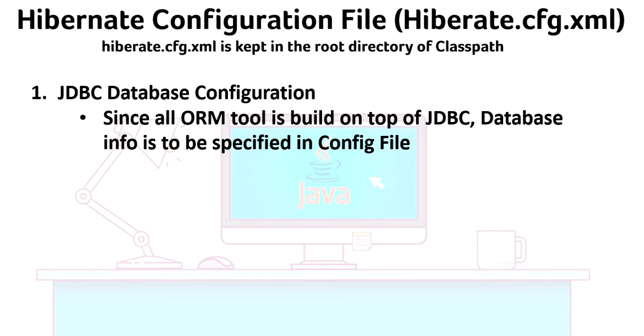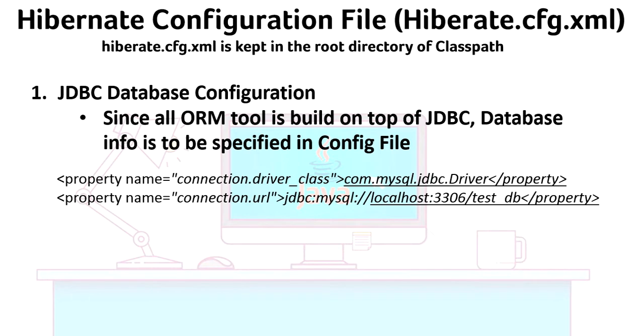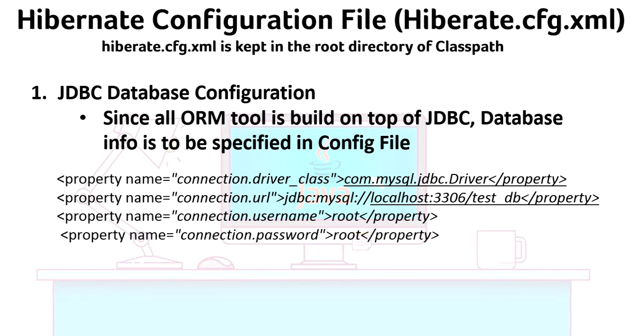For example, if we are using a MySQL database, it should have four properties, like the property name of the driver class. com.mysql.jdbc.Driver is the driver class property, and the next will be the URL, username and password. This is the property information for the MySQL database, which we used in the previous video in our first Hibernate project.